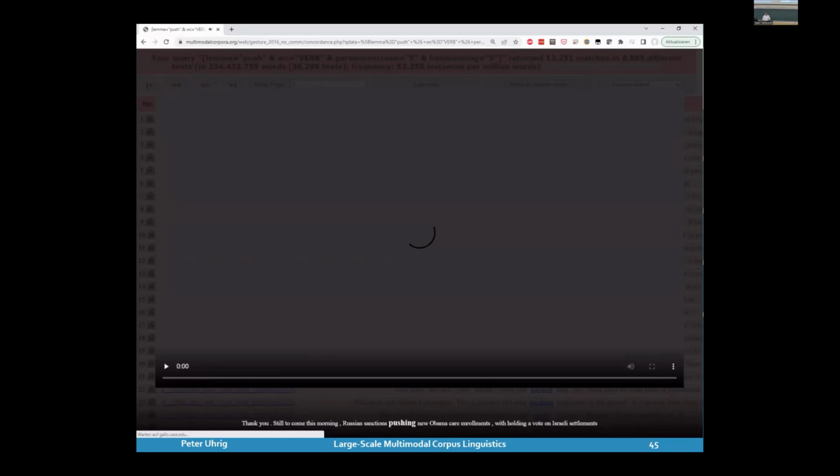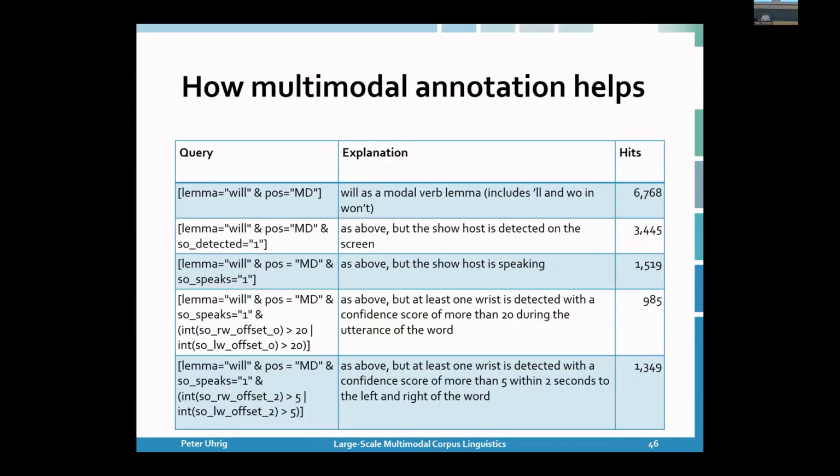So how this helps? This table is actually from a paper that we just submitted to Jespin for another data set. So this is not NewsScape. This is some project-specific data set of Russia Today data. We were interested in will uttered by a certain person who's a host, Sophie Shevardnadze, who's a host on this TV show. And if you just look for will with part of speech modal, you will get 6,700 hits.